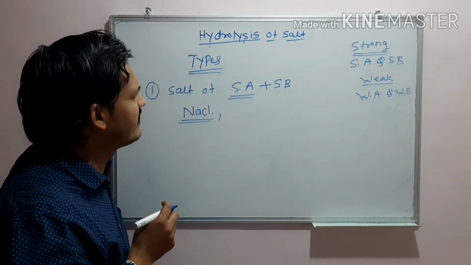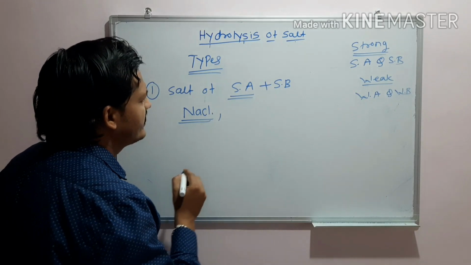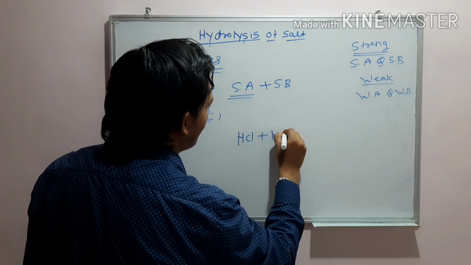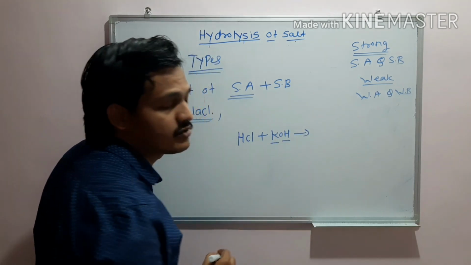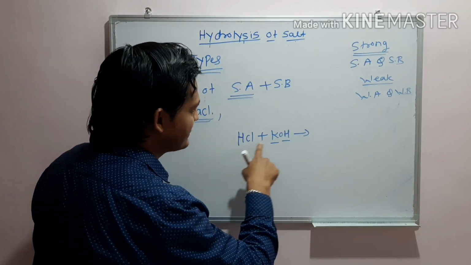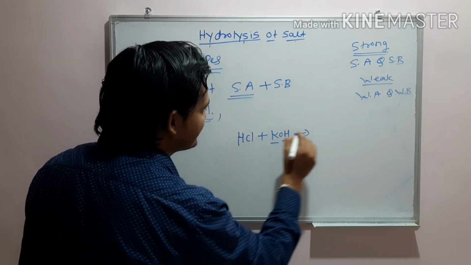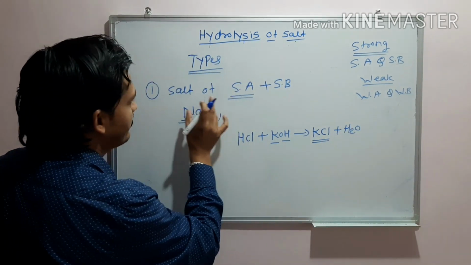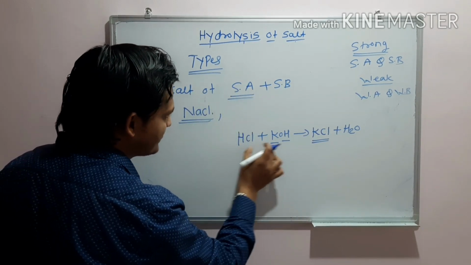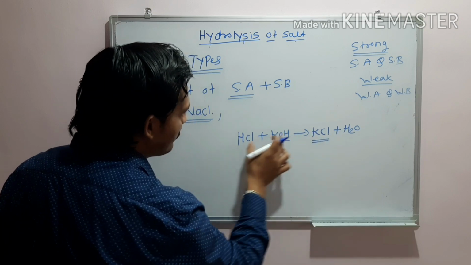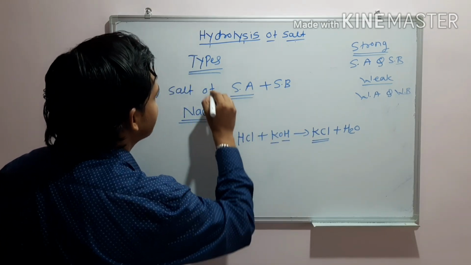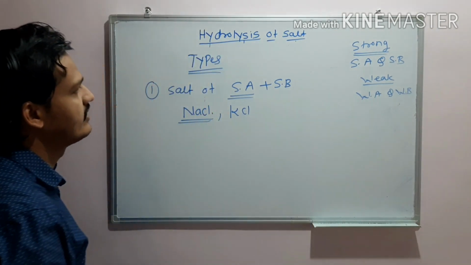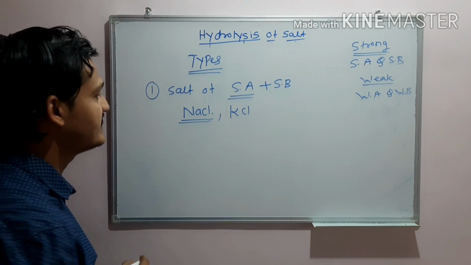Now what is the next example for strong acid and strong base? Suppose I add strong acid HCl plus strong base KOH. Potassium is also included in group first. HCl is strong acid, KOH is strong base. The combination will give KCl plus H2O. I don't want the water because I want only the salt, which is formed by combination of strong acid and strong base, called KCl. These are the two examples of salt of strong acid and strong base.